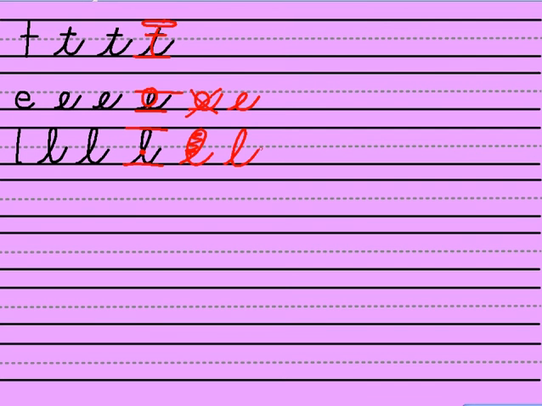Now let's try putting some of these letters together. Let's put together this letter. What letter is that? The T. And we're going to add to it this letter. What letter is that? The E. Good. Okay, let's put T and E together.